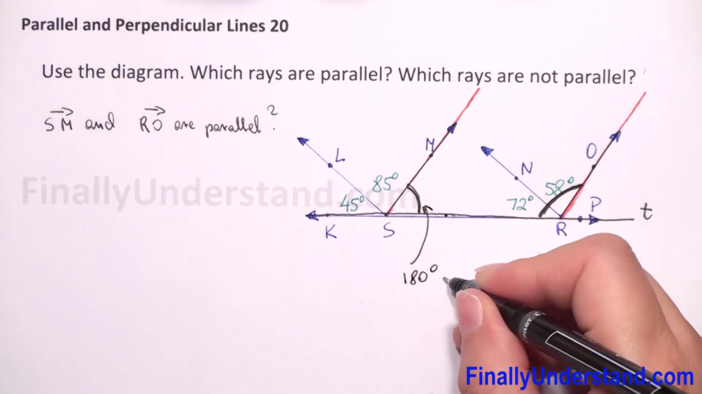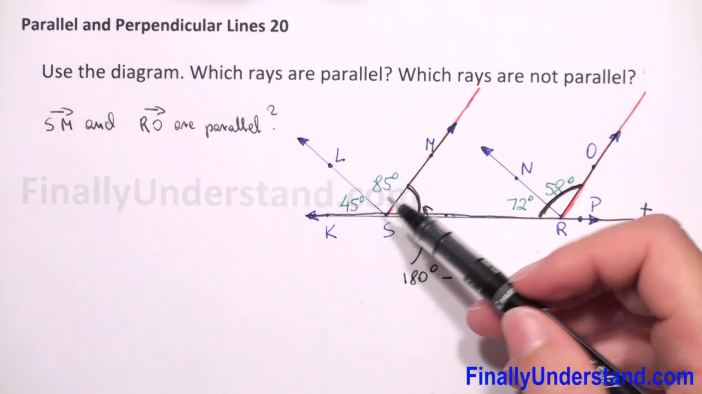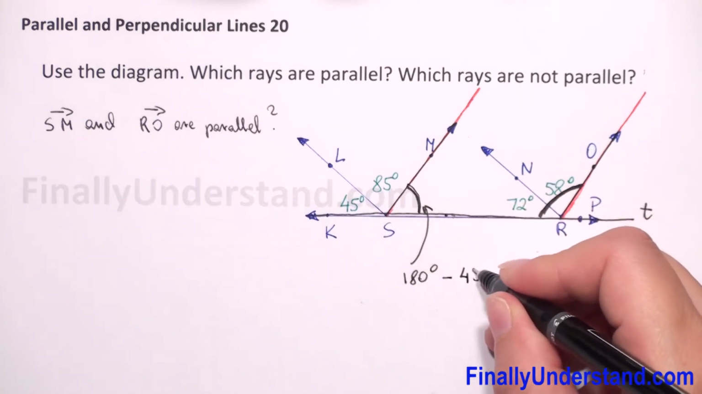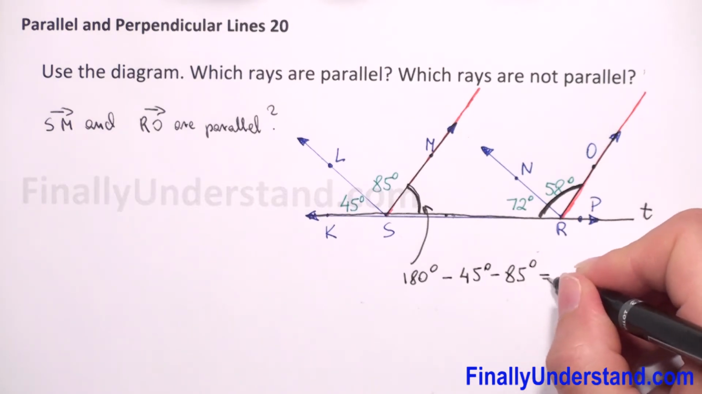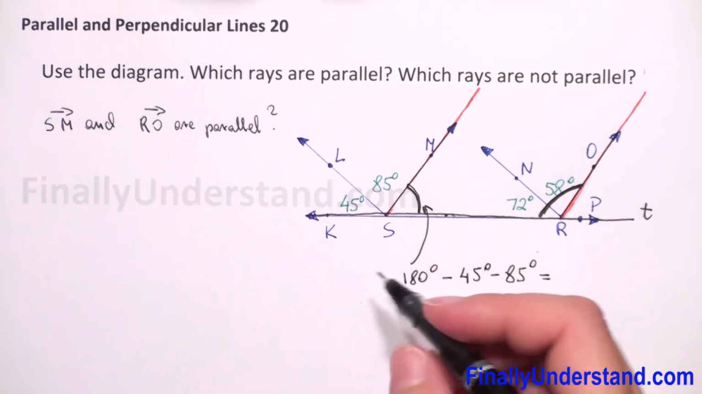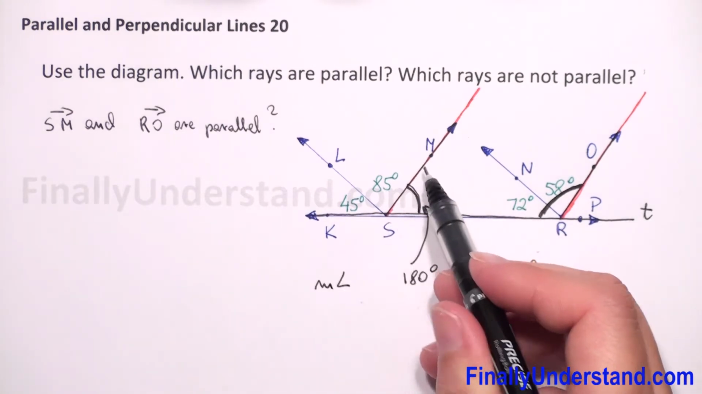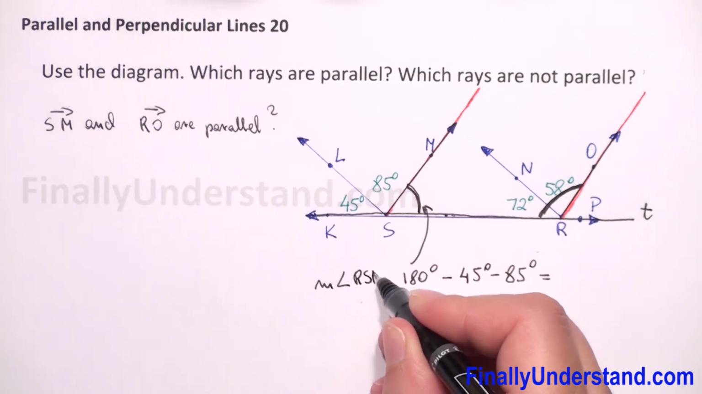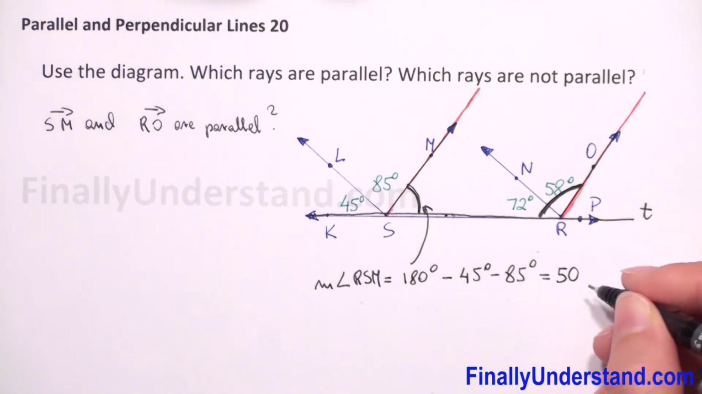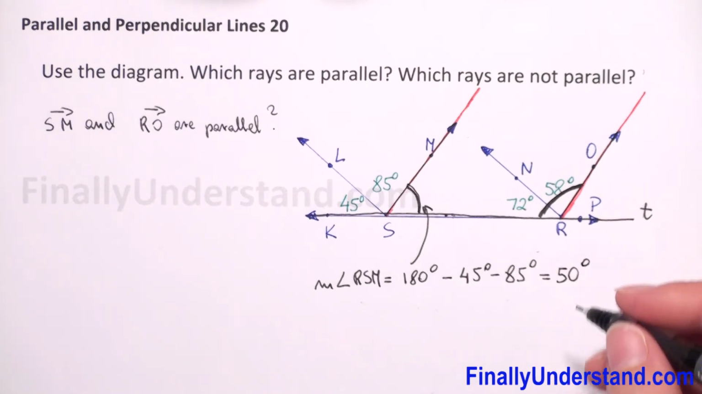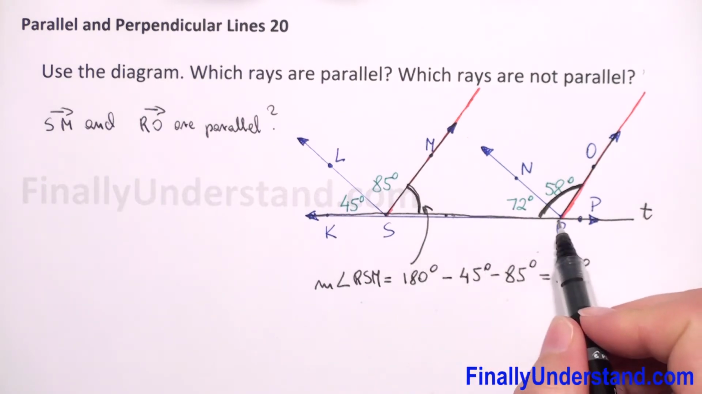So this angle will be 180 degrees minus, and we have to subtract these two angles. So we have 180 degrees minus 45 degrees minus 85 degrees. Let's put that the measure of angle RSM is equal to 50 degrees. And now let's calculate the measure of angle SRO.